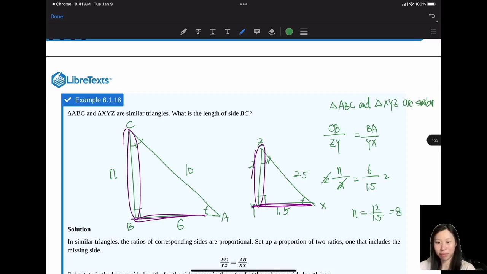Okay. That's it for the triangle. Next time we'll talk about the Pythagorean theorem.